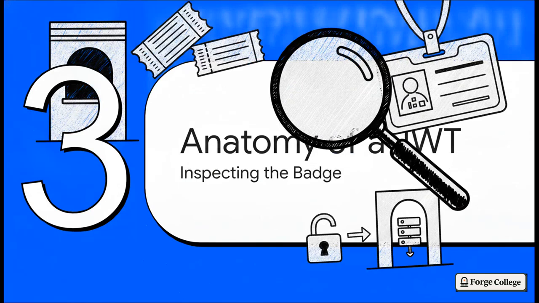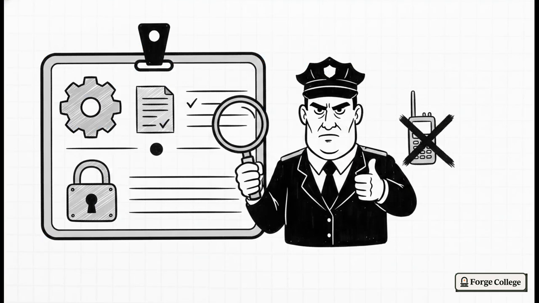Section 3, anatomy of a JWT. Inspecting the badge. So, once you pass the ticket booth, you're handed this JWT. And honestly, it is a beautifully simple piece of engineering. It's literally just 3 specific parts separated by dots. First up, you have the header, which just declares the cryptographic algorithm being used. Second is the payload, which holds the actual claims or the data. And finally, the signature. This mathematically guarantees that nobody has tampered with the badge. Because it's a fully self-contained structure, any downstream API bouncer can look at it and verify its integrity on the spot. No need to constantly radio back to central headquarters to see if the badge is legit.